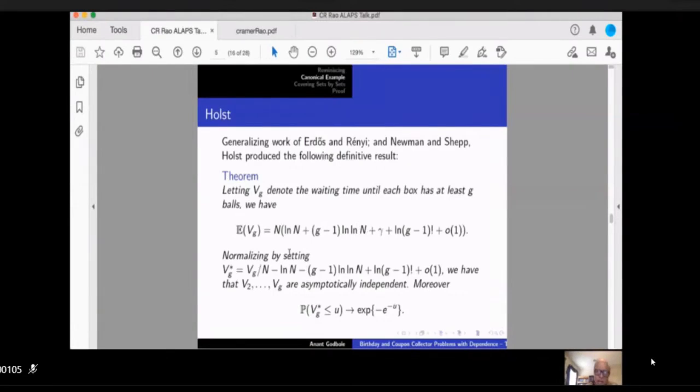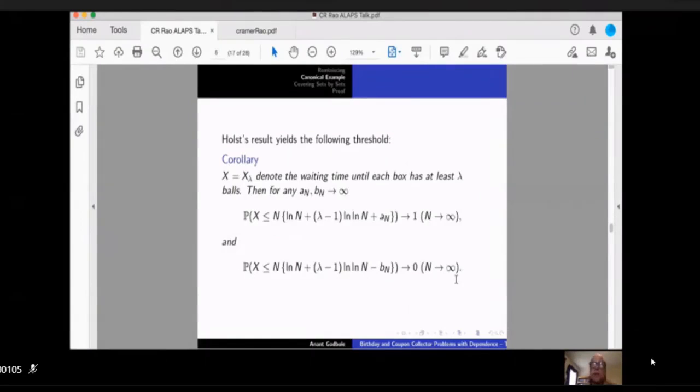Then if you normalize this by dividing V of g by N, and then bringing those other terms over to the left-hand side, what you get is the distribution is extreme valued here.